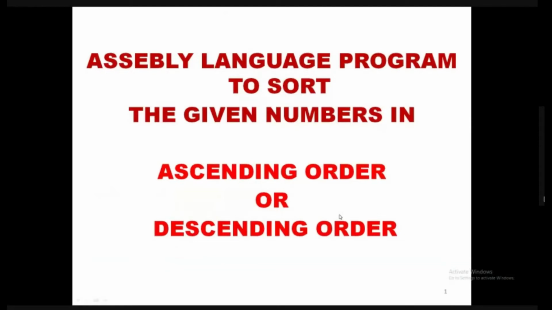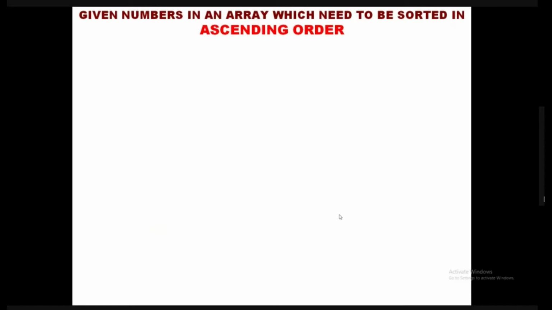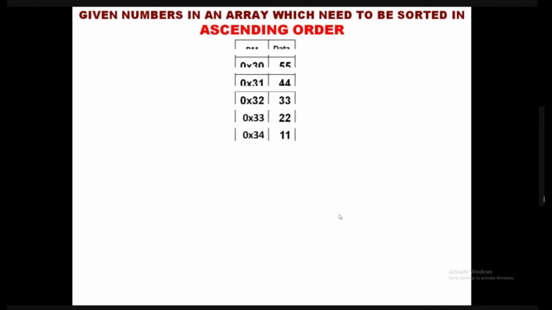So, an assembly language program to sort the given numbers in ascending order or descending order. The given numbers are in an array which needs to be sorted in ascending order. There are numbers from the data memory location 30 to 34. Purposefully those numbers are arranged in descending order from 54 to 11.